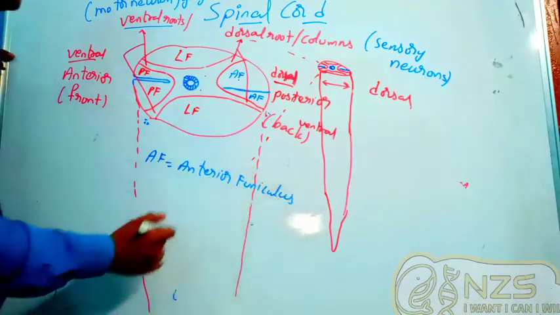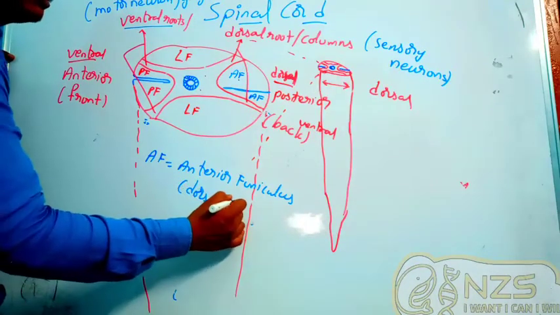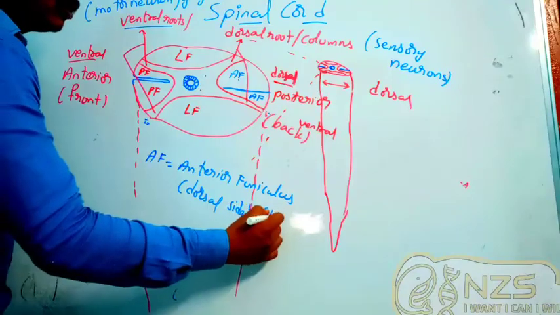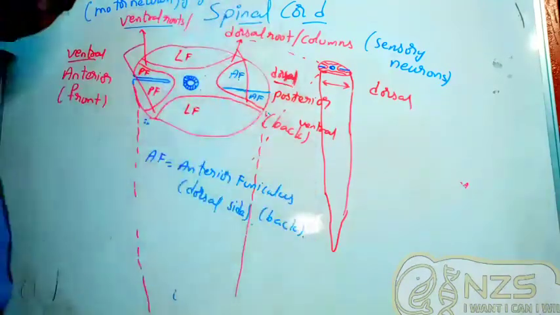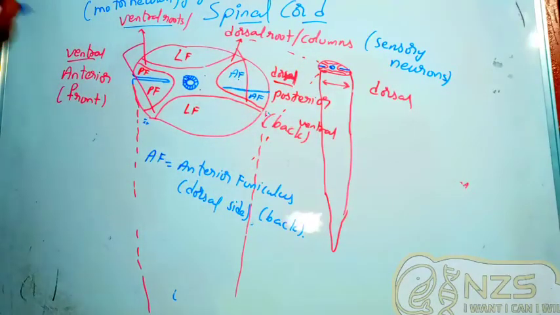Anterior funiculus, which is present on which side? Dorsal side. I should say in the sagittal plane. It is on the dorsal side, and to be simple, we can call it the back side of your body, or the back side of the spinal cord. Now, what is the work of this thing?